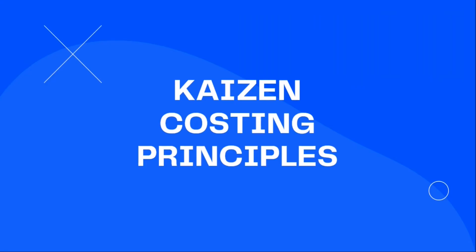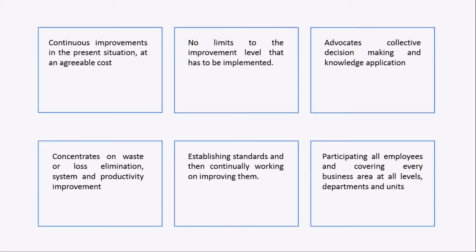So the goal of Lean is not to work harder or faster, but to eliminate waste because it is not creating value. And next is Kaizen costing principles. So there are 6 principles. First, continuous improvement in the present situation at an agreeable cost. Second, no limits to the improvement level that has to be implemented.